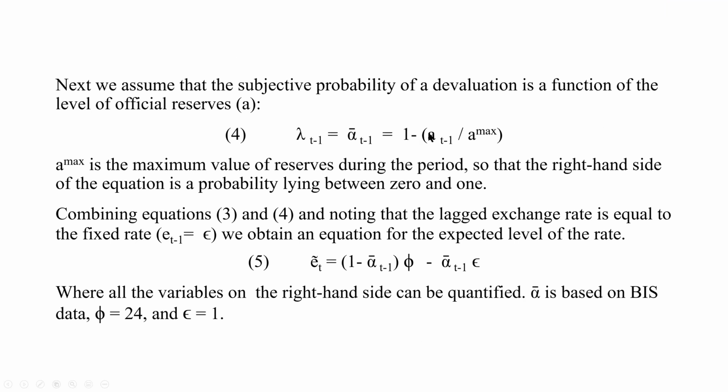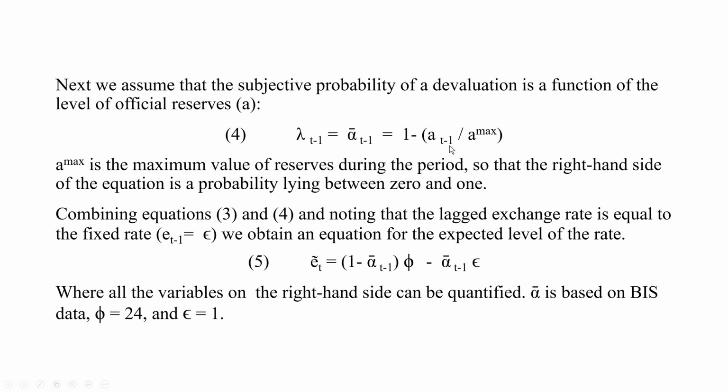Next, we assume that the subjective probability of a devaluation is a function of the level of official reserves. Okay, and I take official reserves, Luis has talked about that, from the data of the BIS. A max is the maximum value of reserves during the period. And the whole right-hand side is done so that I can convert the level of reserves, which is given in billions of dollars, into a probability, so it is consistent with lambda.